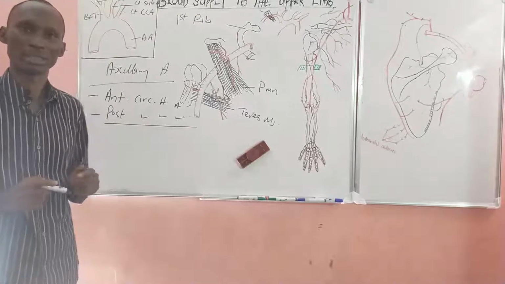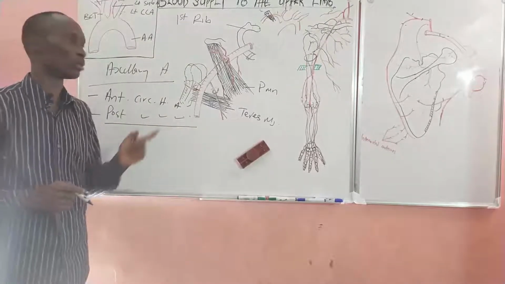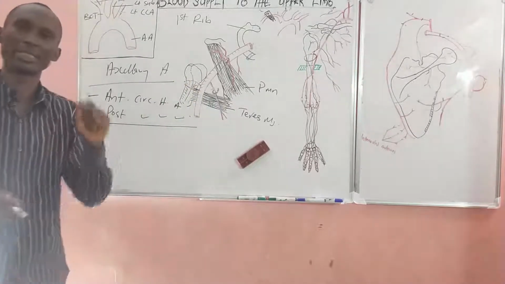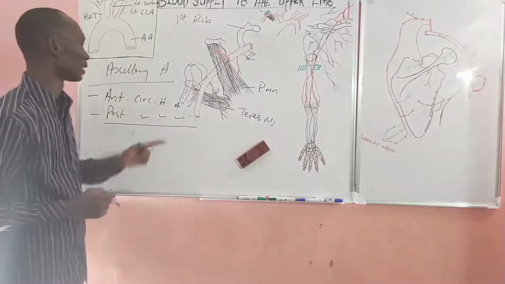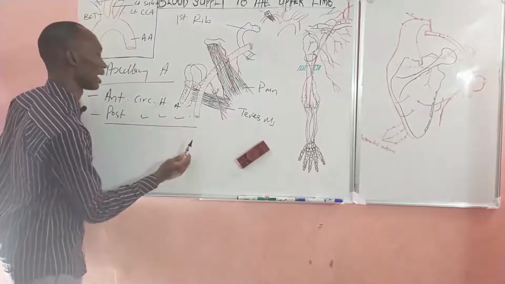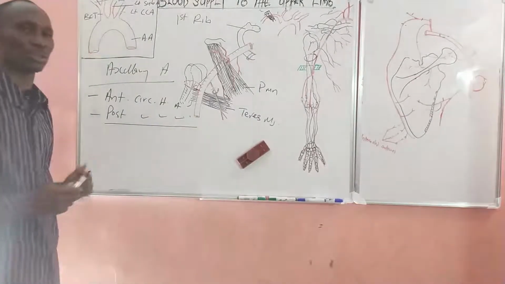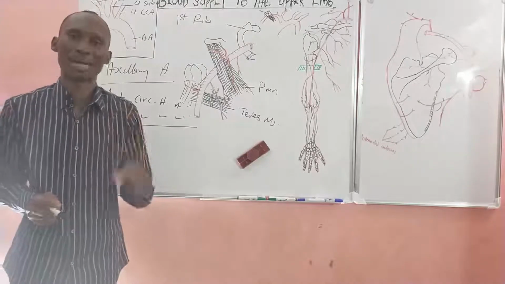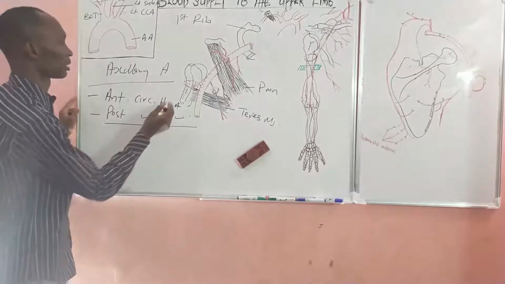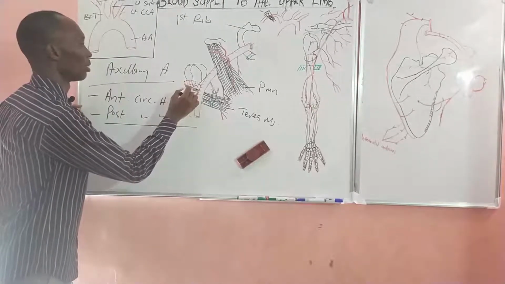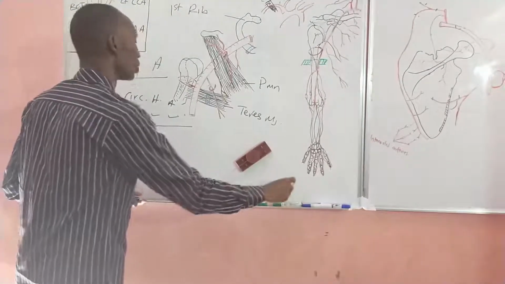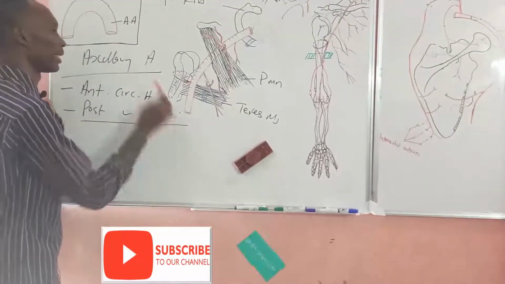While it was doing that, it also gave a branch. Now, the anterior circumflex humeral artery gave an ascending branch, while the posterior circumflex humeral artery gave a descending branch. That descending branch will anastomose with an ascending branch from the profunda brachii artery, which is a branch of the brachial artery.